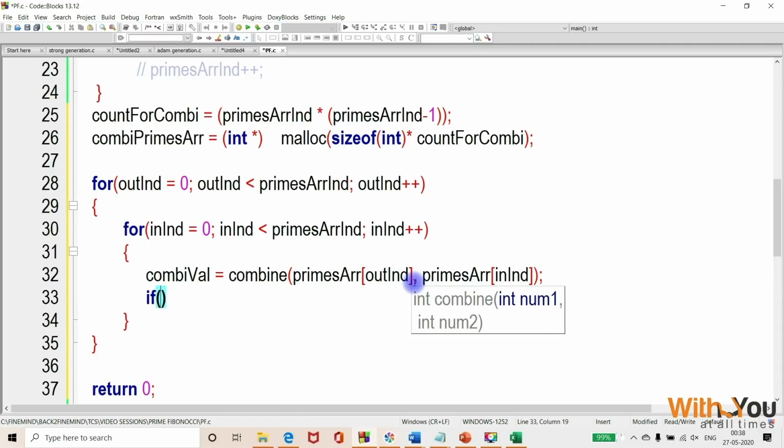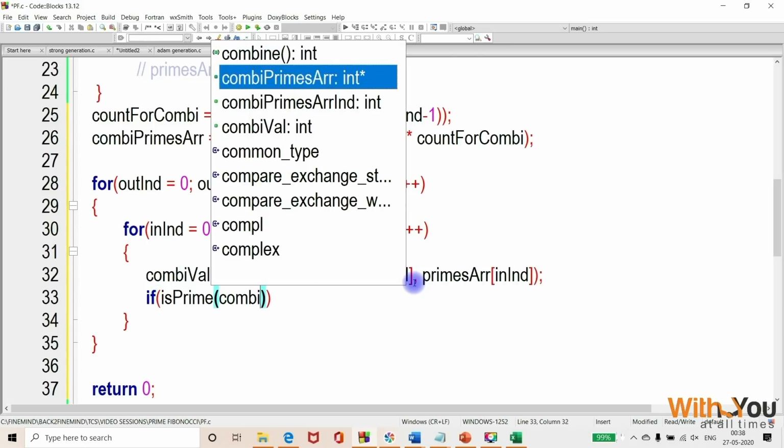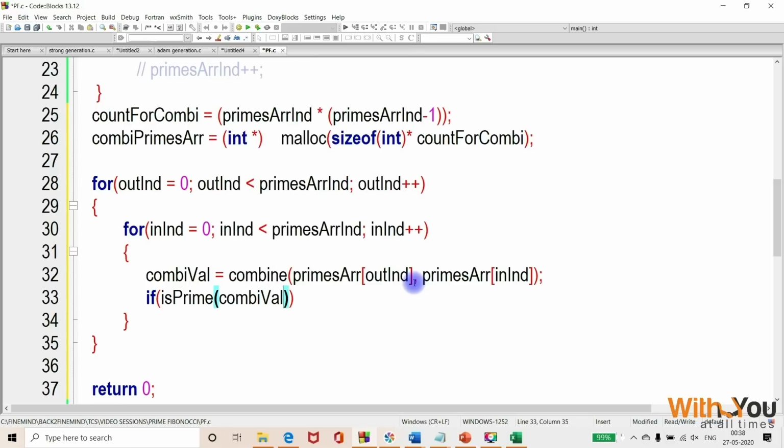So first, if is prime of combival is equal to prime. First thing, is he a prime number? Check it out. If he is a prime number, there's one more thing. Remember, he has to be unique. What do you mean by that? In this array, he should not be existing.